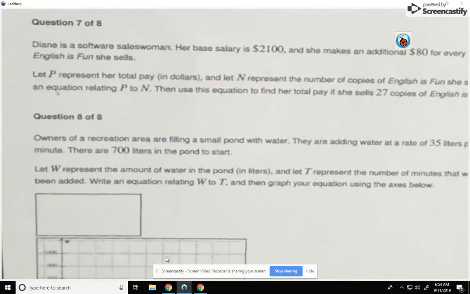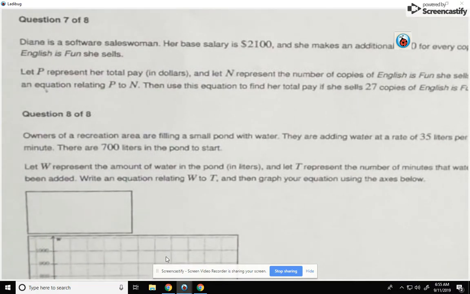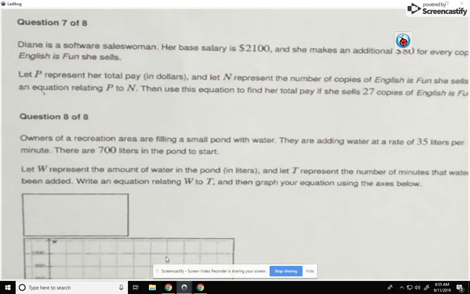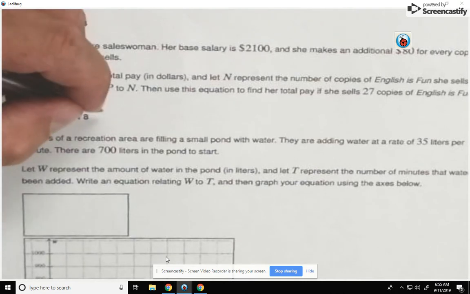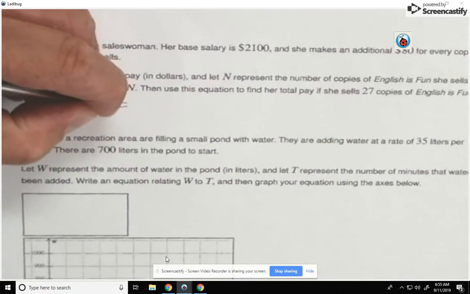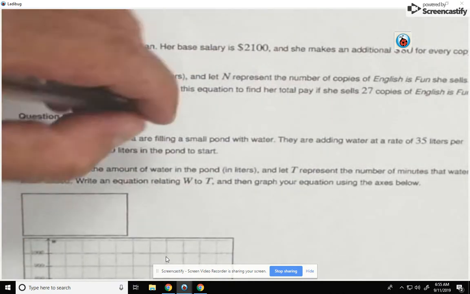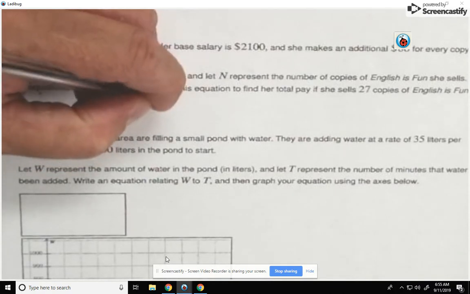Question 7 asks us to write an equation and then solve it. So here it says Diana's a software saleswoman. She has a base salary of $2,100 and an additional $80 for every copy she sells. Write an equation. P represents the total pay and N represents the number of copies. Okay, so we start off with P. Her base pay is $2,100. So we'll go ahead and put that in first.